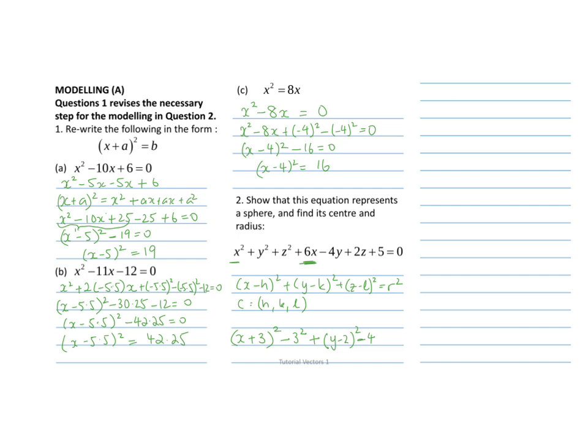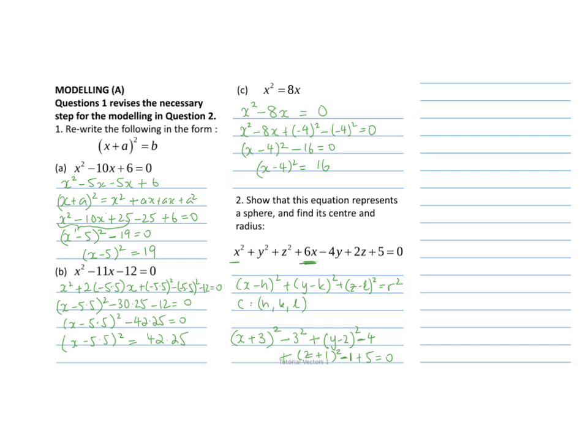Then our z, there and there, that's only a 1. So half of 2 is a 1. So we're going to add 1 and minus 1. So we have (z + 1)². That in the brackets is already adding the 1. We're going to minus the 1, and then we still have the 5 left over.